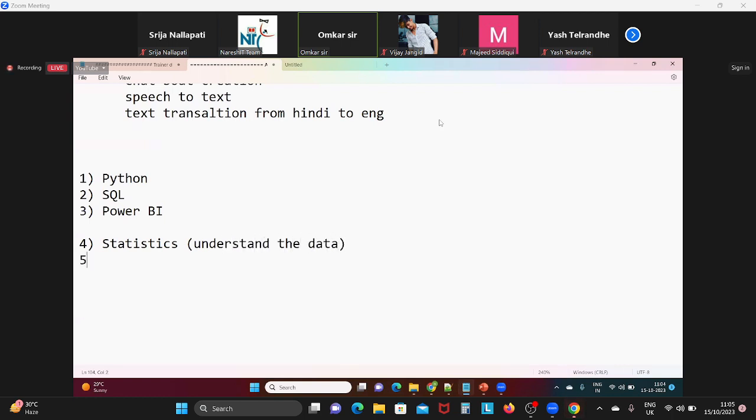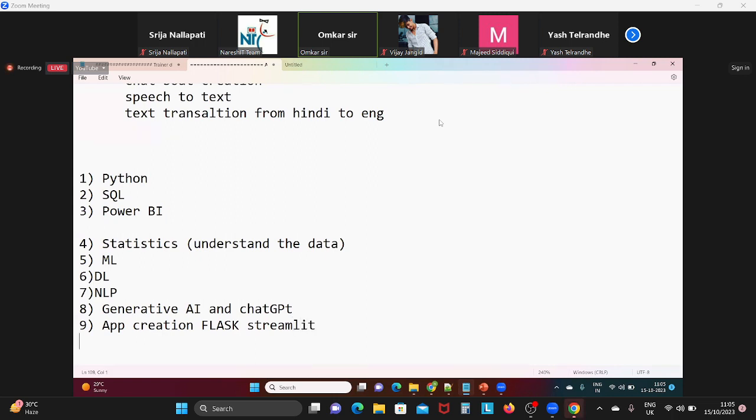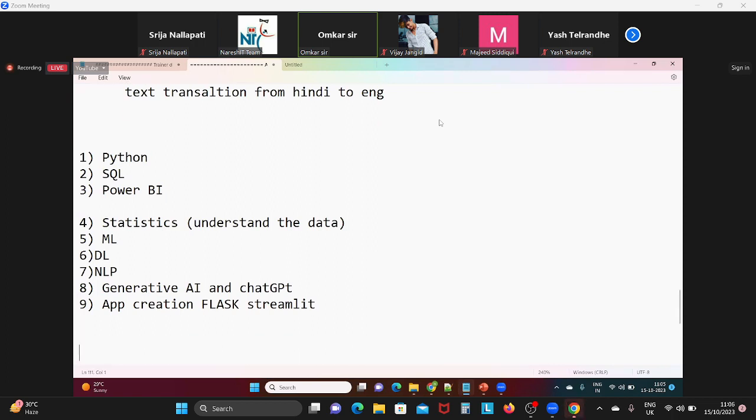And then our ML algorithms will start, deep learning algorithms will start, and NLP algorithms will start. And from Naresh IT especially, we are offering generative AI also, chatbots, and ChatGPT also. And not only that, we are offering how to make AI applications, app creation also, using Flask as well as Streamlit. That is what we are going to do, right? Let's see how we create Streamlit applications.